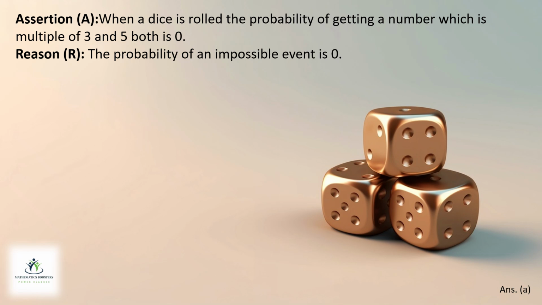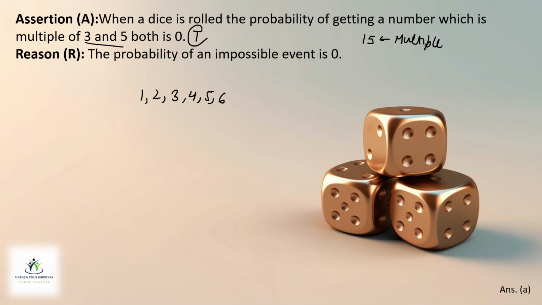When a dice is rolled, the probability of getting a number which is a multiple of 3 and 5 both. 3 और 5 दोनों का मल्टीपल होने के लिए ये 15 का मल्टीपल होना इम्पोर्टेंट है. बट हमारे पास डाइस में नंबर होते हैं 1, 2, 3, 4, 5, 6. इसमें से कोई भी 15 का मल्टीपल नहीं है, तो ये हमारा हो ही नहीं सकता.